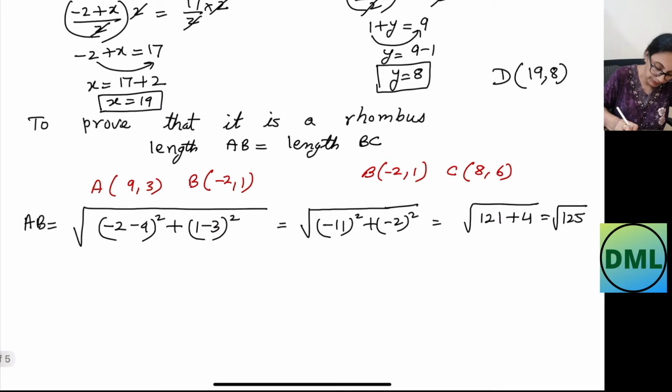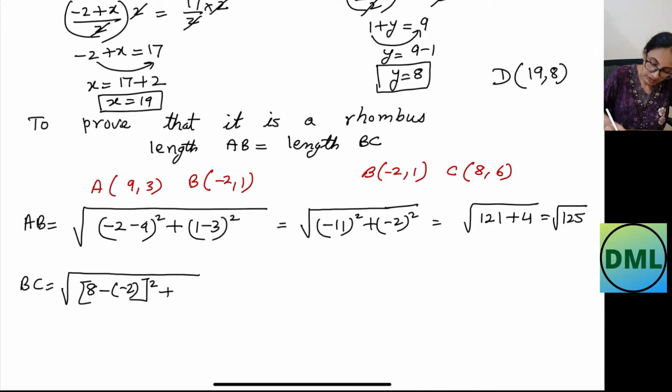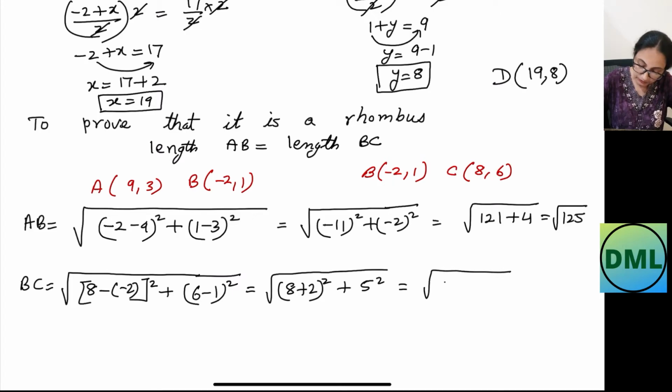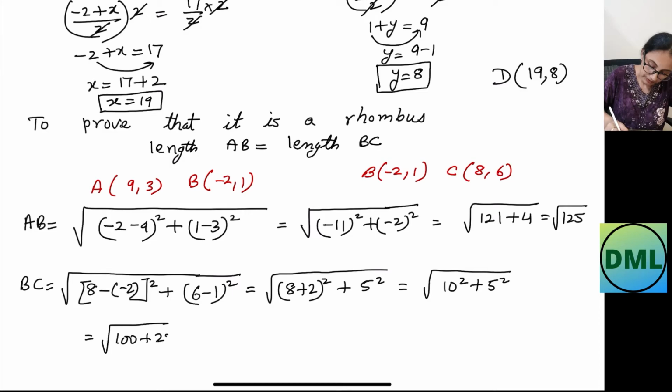Now let's do the length BC. Length BC is given by root of x2 minus x1, 8 minus of minus 2 the whole square, plus y2 minus y1, 6 minus 1 the whole square. This is equal to root of 8 plus 2 the whole square plus 5 the whole square. This is equal to 10 square plus 5 square, which is equal to root of 100 plus 25, which is equal to root of 125.